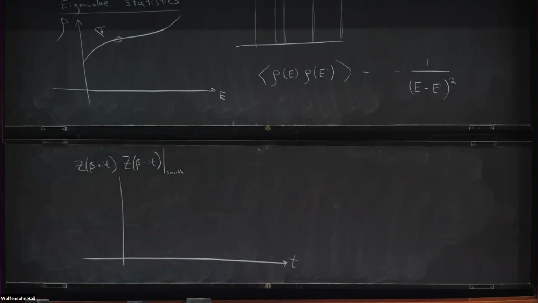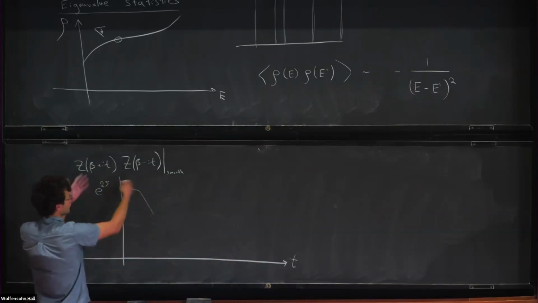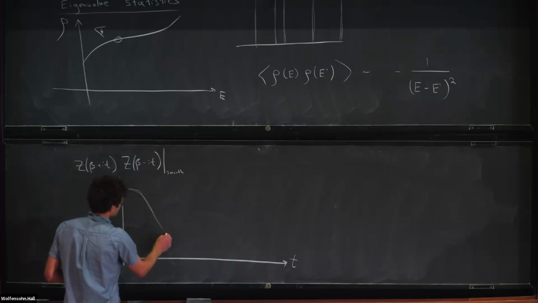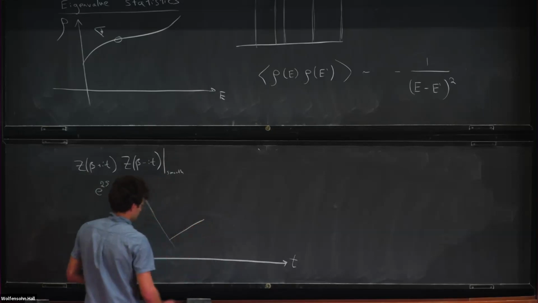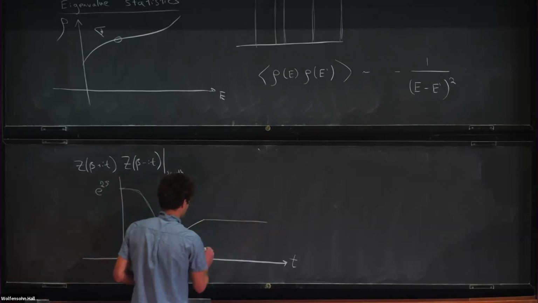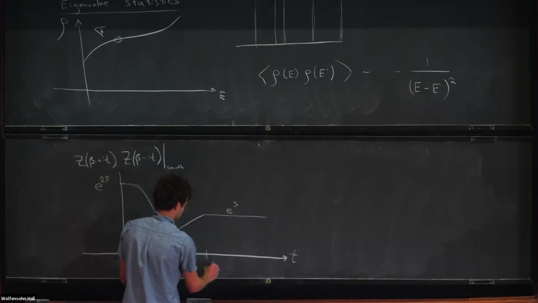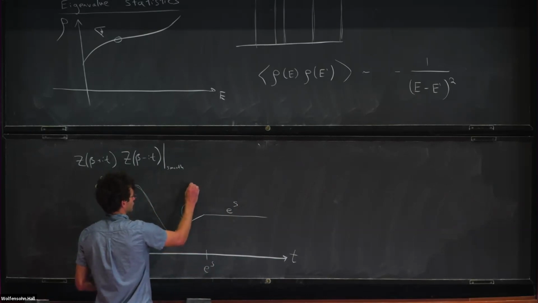And as a function of time, it looks like this. So it starts out really big, like e to the 2S. And then it decreases because we're introducing phases into the sum over energy eigenstates. It decreases, and then at some point it starts to grow linearly and then plateau at a value of order e to the S at a time of order e to the S. So that tells you that this plateau region is about of order t.